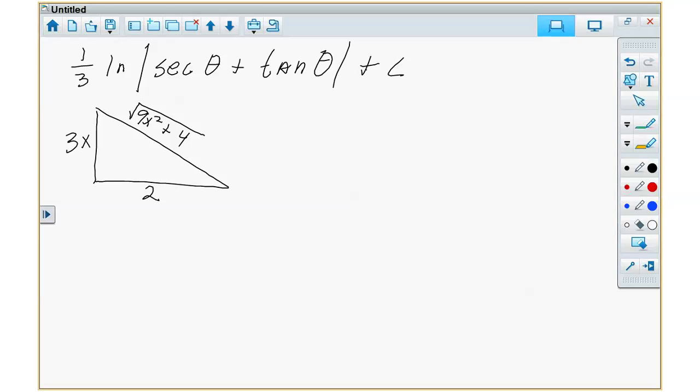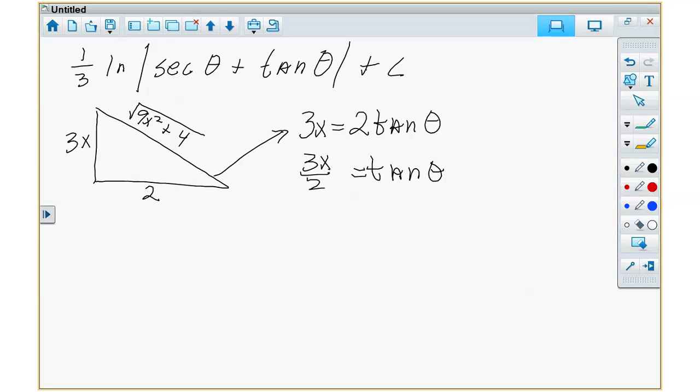Wait, how'd you get that? Because to do the triangle, you have to go back to the original: 3x is equal to 2 tangent of theta. You always go back to that basic rule. Now solve for tangent. Tangent of theta is equal to 3x over what?